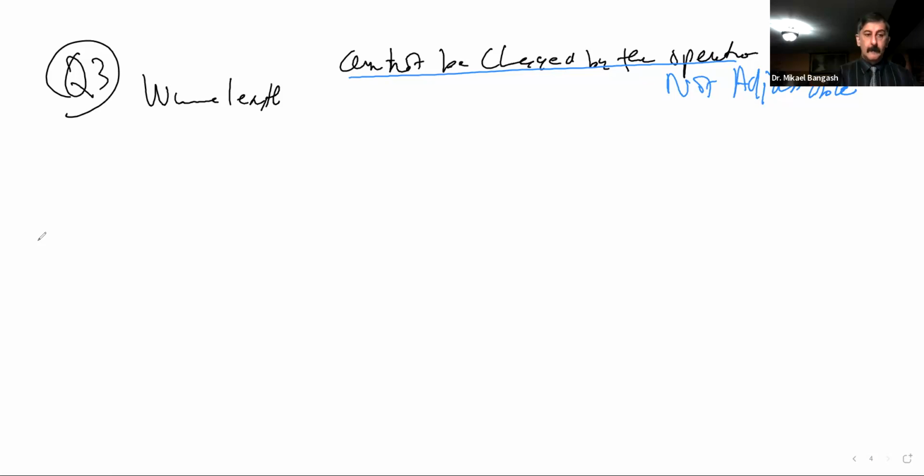Now, is your wavelength adjustable? No, it's not. So it's not adjustable. So it cannot be changed or adjusted by the operator.